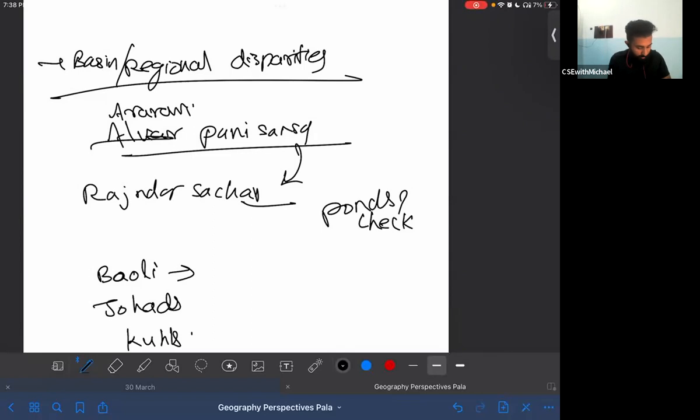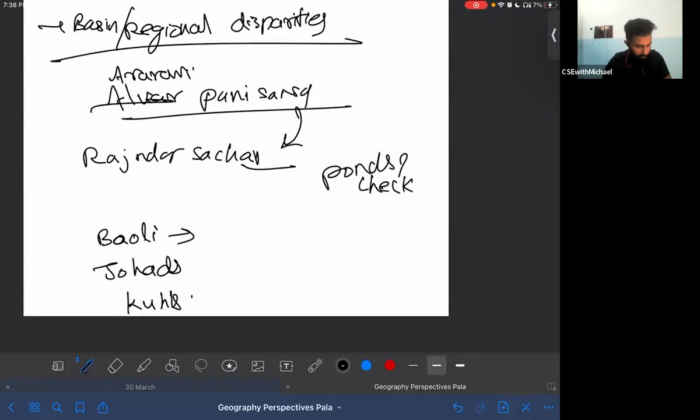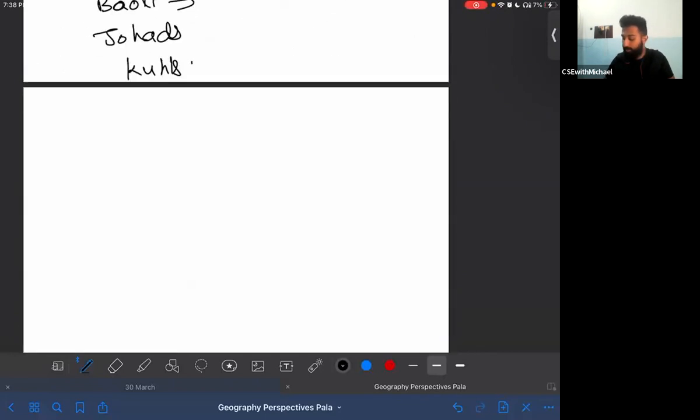Now we have to look at one more dimension with respect to water, that is, the aspect of interbasin water transfer.